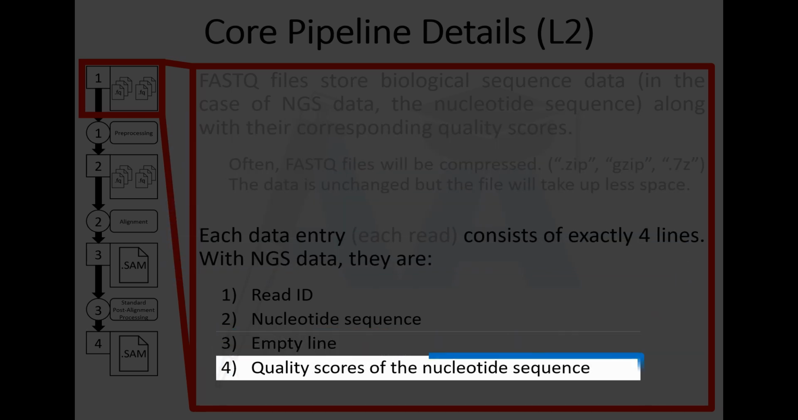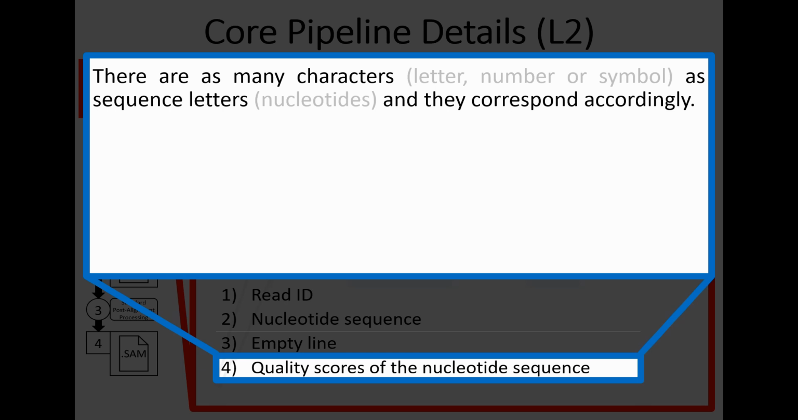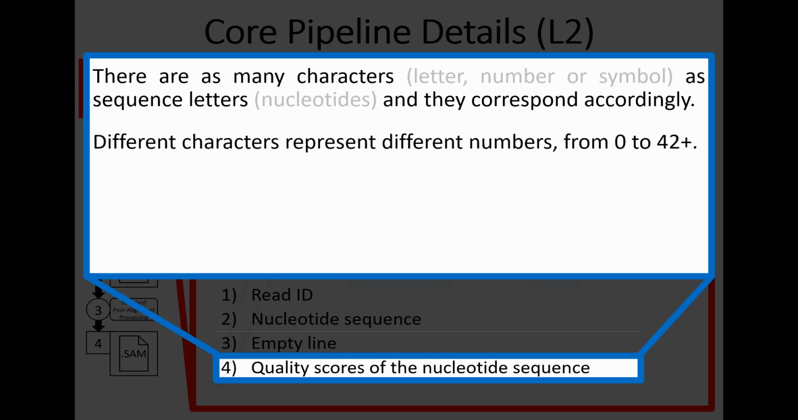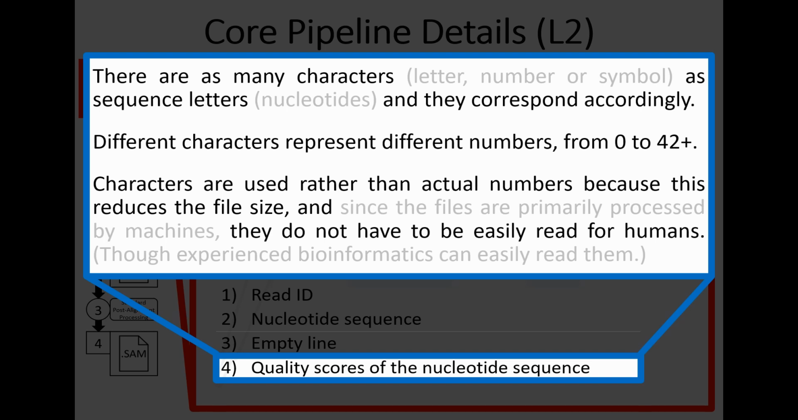The fourth line is where it gets interesting. For quality scores, FASTQ files use a particular system. Instead of recording a number for each position in a human-readable format, FASTQ files use 1 character per position. Each character represents a different number, and those numbers range from 0 to over 40. It is done this way in order to reduce the file size and to make the file easier to compress. Because such files are mainly processed by computers, making the raw data easy for humans to read was a low priority when the FASTQ file format was being designed.